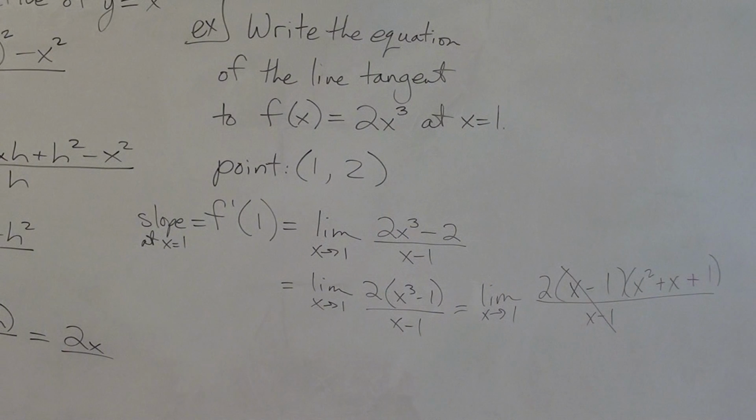All right, for time, I'm going to finish this up. What's the limit? 6. So that means that our slope is 6. Our point is (1, 2).